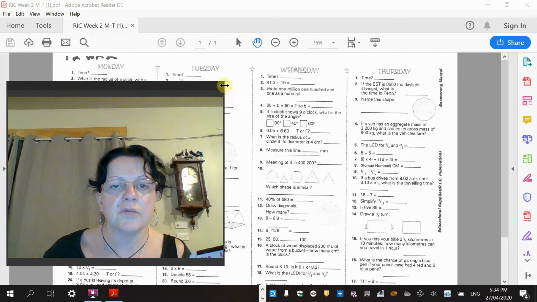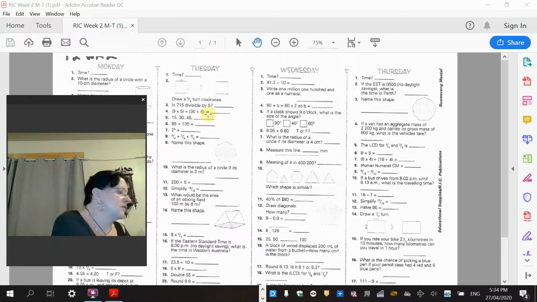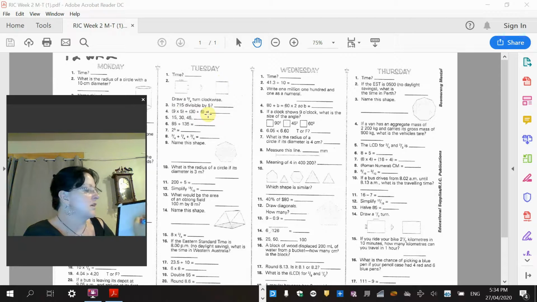Okay, so number 3 says, is 715 divisible by 5? So what we need to do is write your number for your question there. So 715, is that divisible by 5?